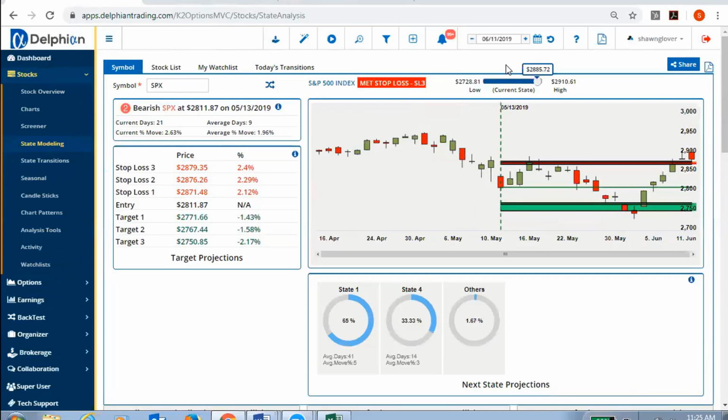The ranges are very tight, so you just have to give it a little extra leeway. Go ahead. So this is state 2, where the big 2 is up there? Yeah, state 2. Over here it tells you the state, the day, the entry price, the averages.